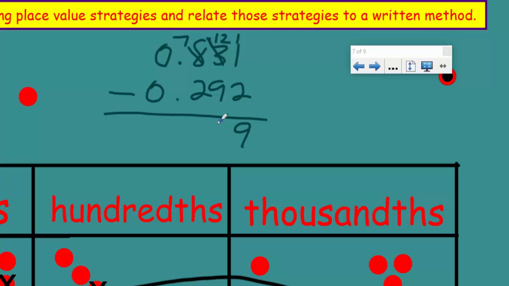12 minus 9 is 3. And then 7 minus 2 is 5. I have my decimal point. Bring it on down. Straight on down. Okay, and then I have 0. Yes. It looks wonderful.